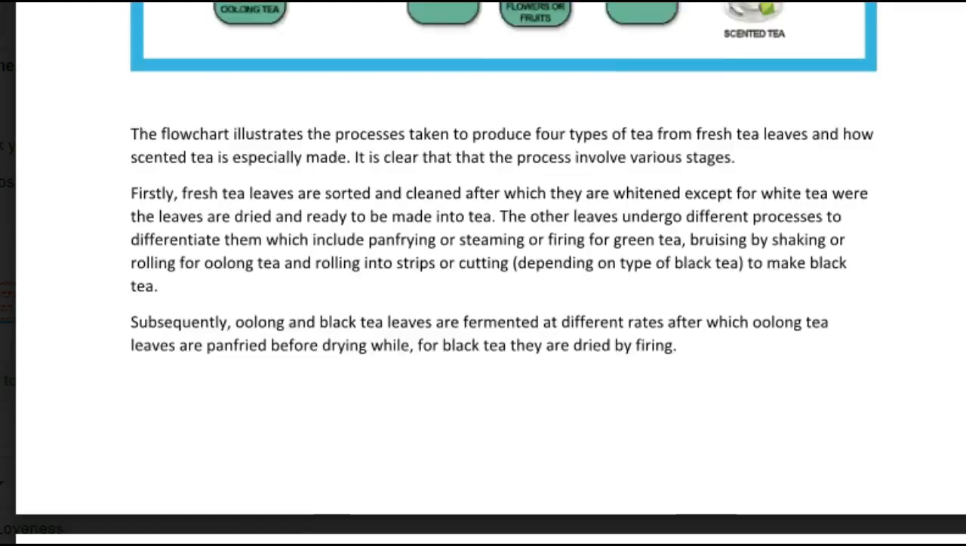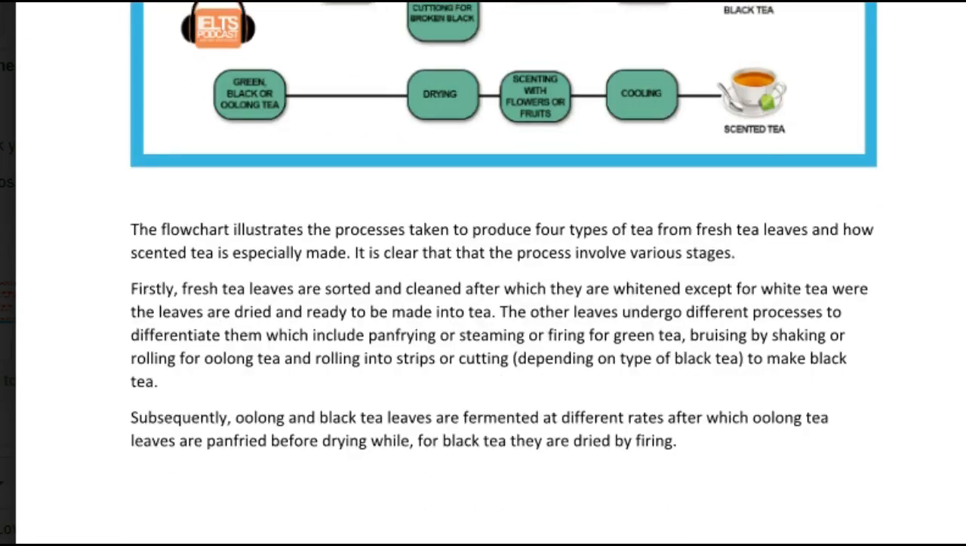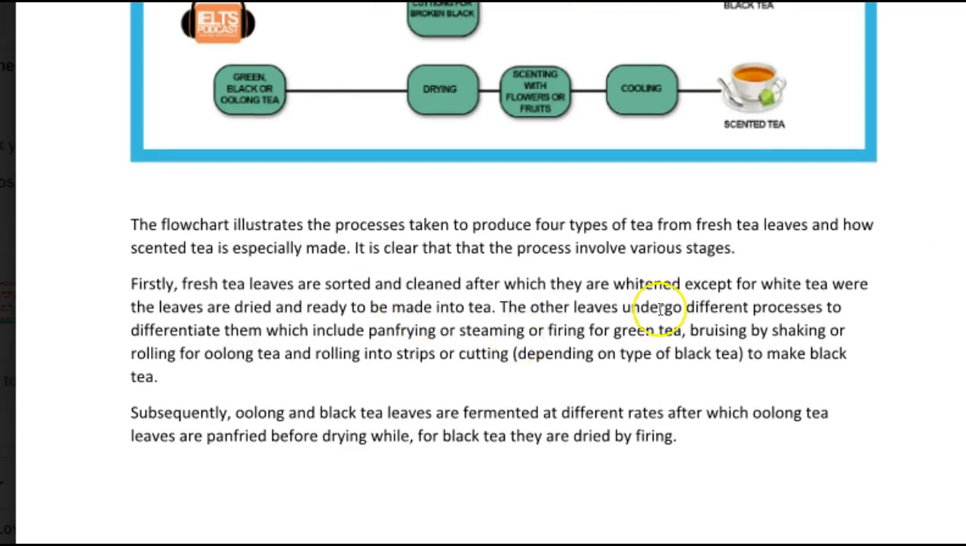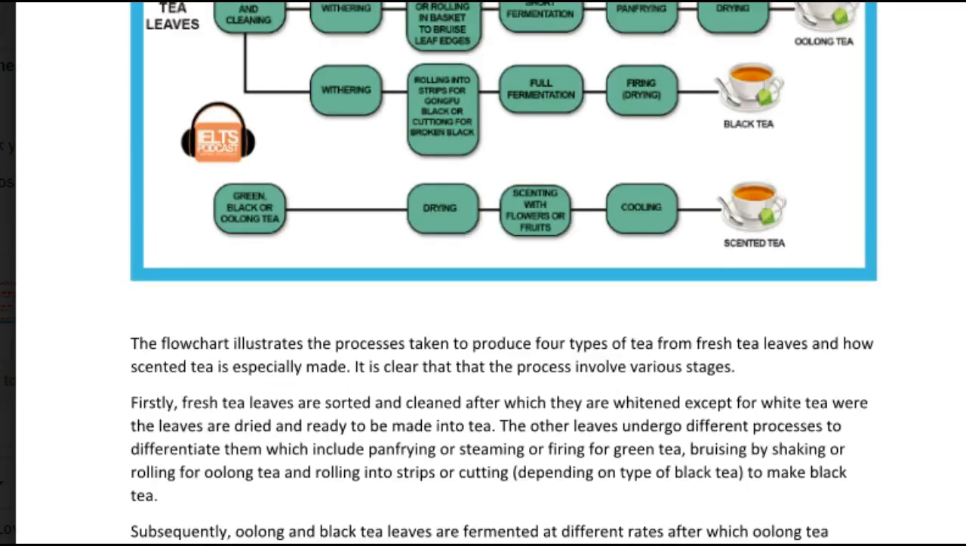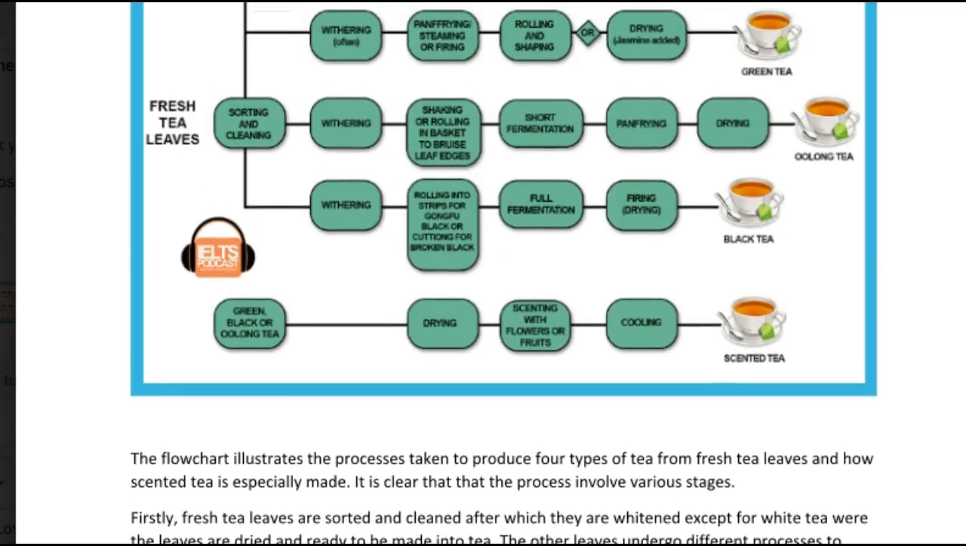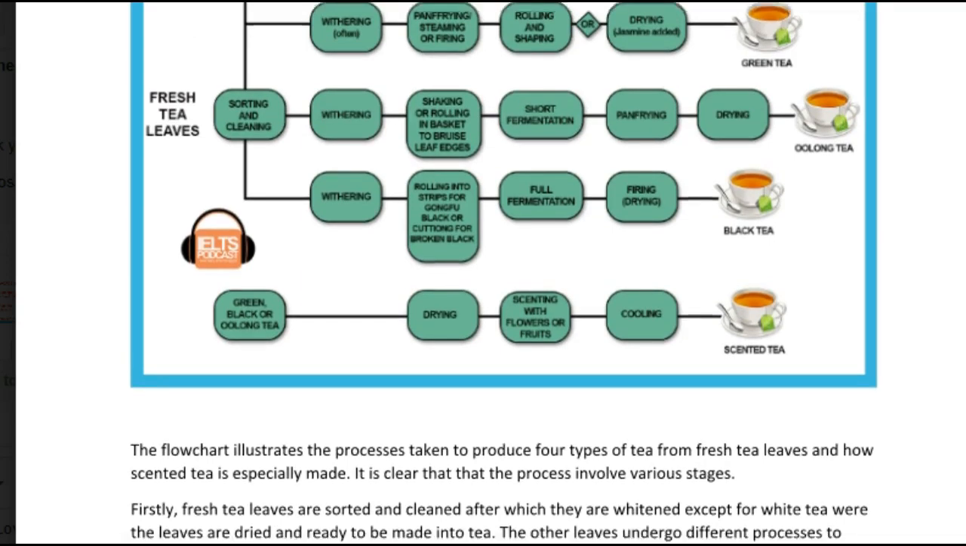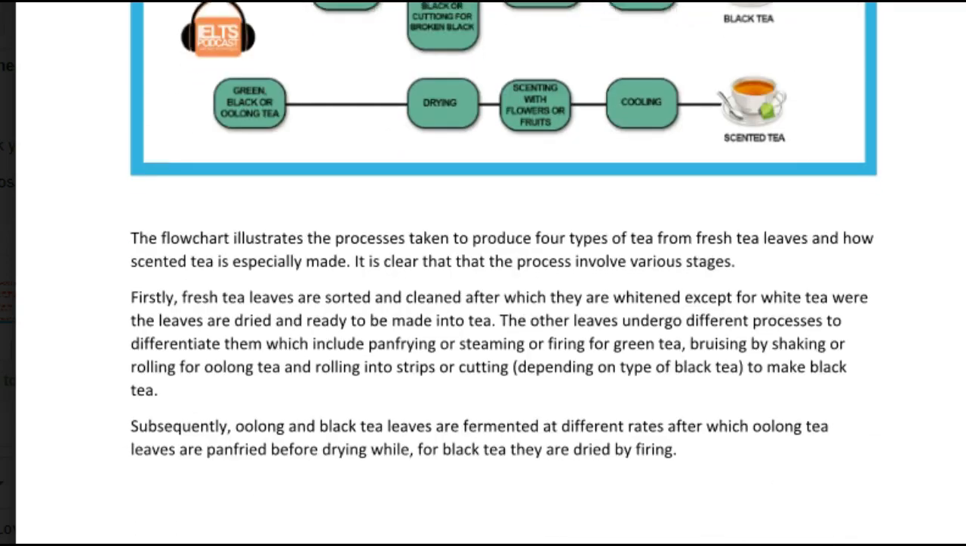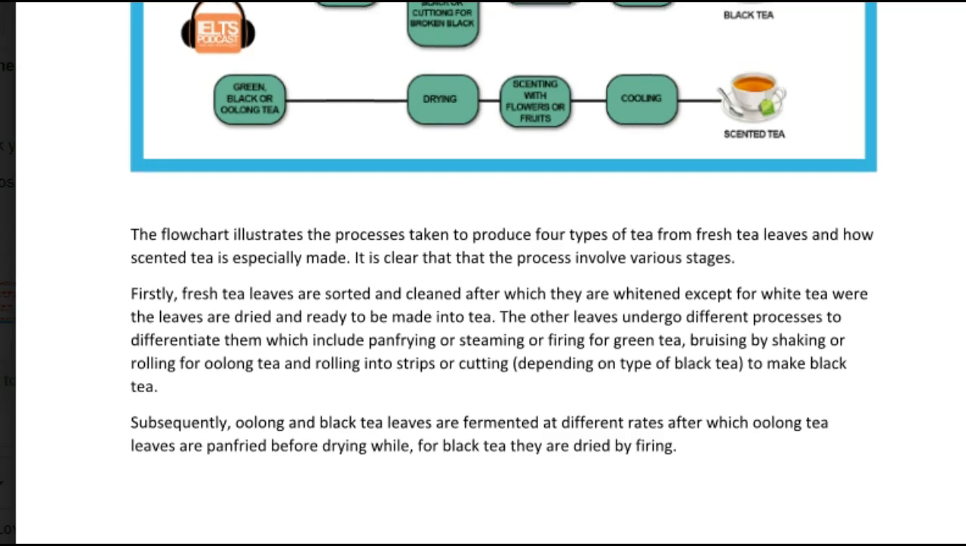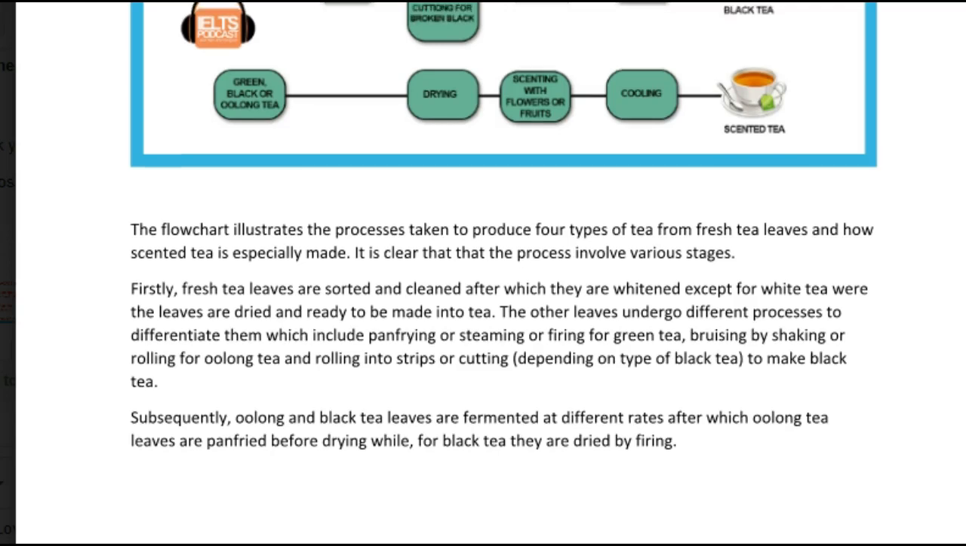Okay, where is green tea? Hold on. Okay, so the other leaves undergo different processes to differentiate them, which include pan frying or steaming or frying. Let's see, green tea. Pan frying or steaming or firing for green tea. Okay. Let's see. I'm sorry. I just want to make sure that you've included different processes, green tea, bruising and shaking.